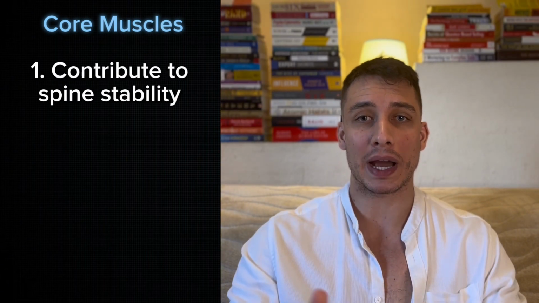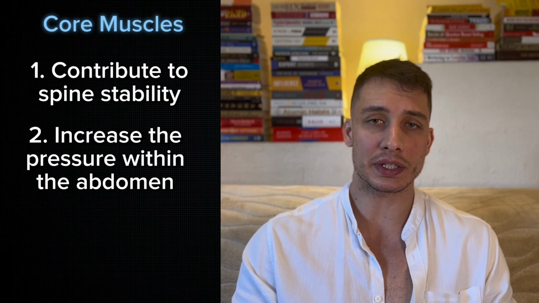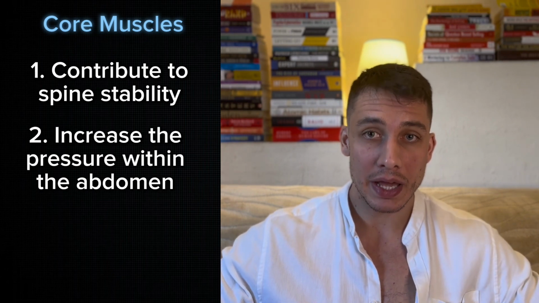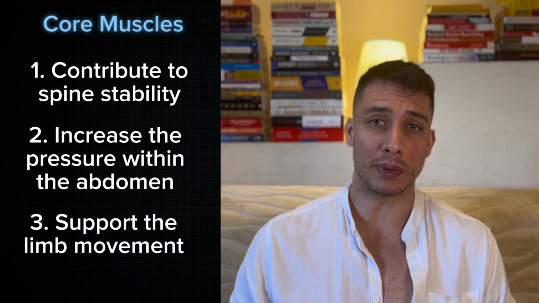Muscle anatomy: there is no definite list of core muscles, which is why it can get a bit confusing whenever someone is referring to core strength or core muscle training. Core muscles are generally the muscles that contribute to spine stability, increase the pressure within the abdomen, and support the limb movement. Sounds like they're important, and they are.